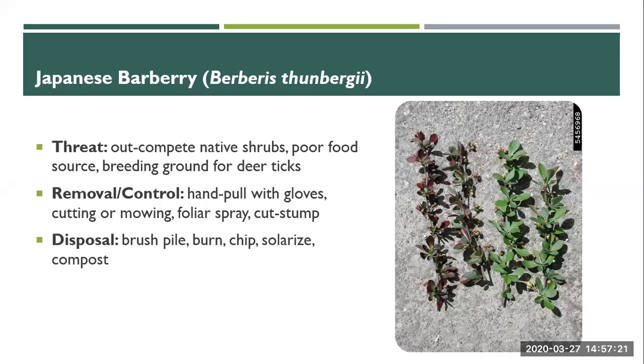You can hand pull them with proper equipment. They do have thorns, so it's important to wear gloves. You can also cut them at the base or mow them down. You can also do foliar spray or cut stump herbicide treatments. Once the material is removed, you can create a brush pile if the plant is not in seed. You can burn it. The material can be chipped and composted, or you can solarize either on-site or off-site.